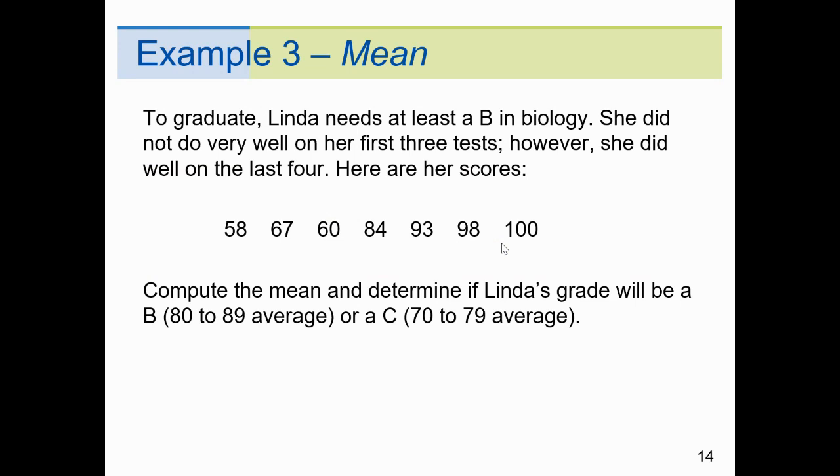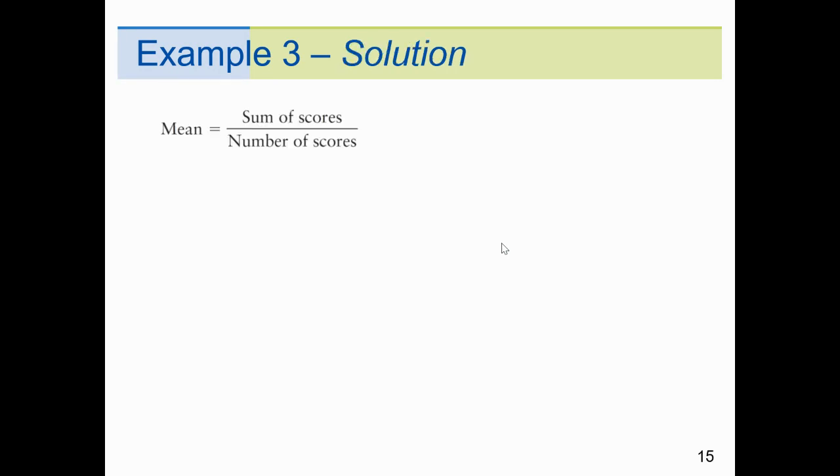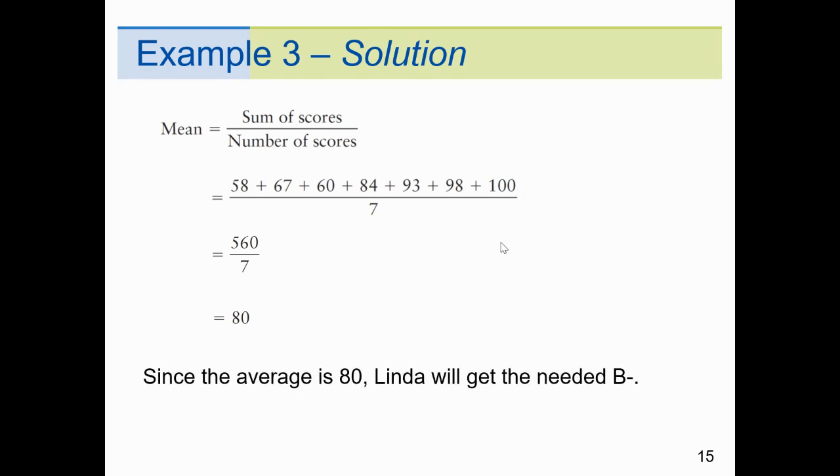Linda needs a B in biology. She did not do well because she wasn't logging onto Canvas. However, she did well in the last 4 tests. Okay, compute her average. All right, so we sum up all her scores, divide by 7, and Linda ended up with, unfortunately, a B minus. That's an 80. Hey, Massasoit, an 80 is a B minus. So, oh well, Linda.